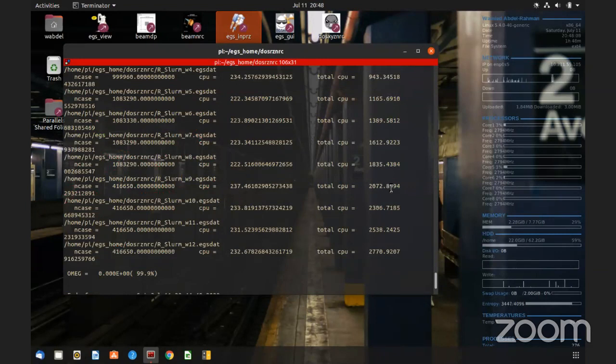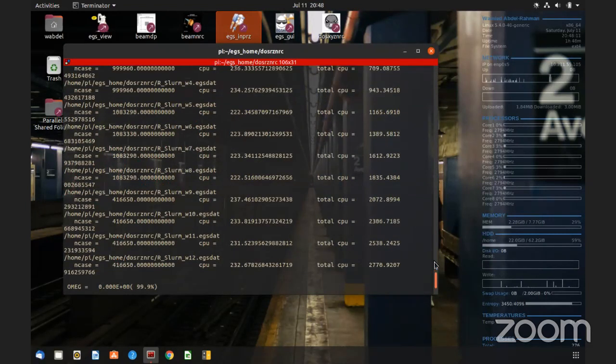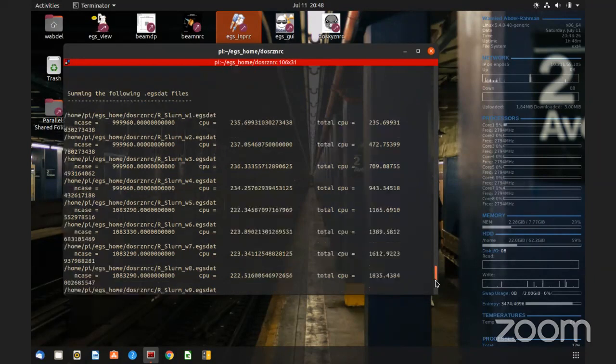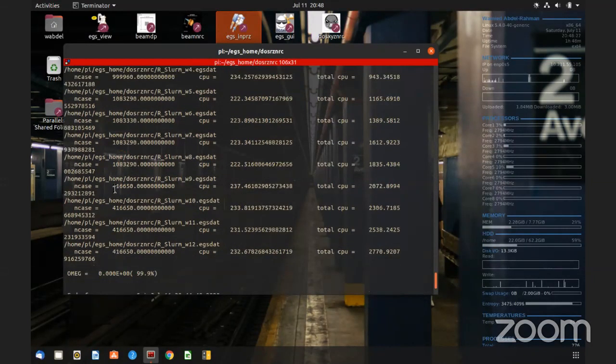Yes, here it is. The number of cases. The first job actually did a million simulations. The second one, a million. This is 1,000,008. Okay, and then we have 1,000,008. This one did only like 400,000.